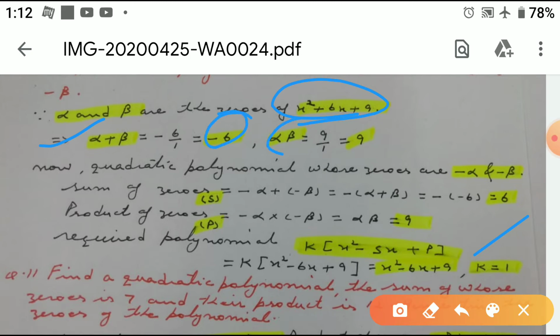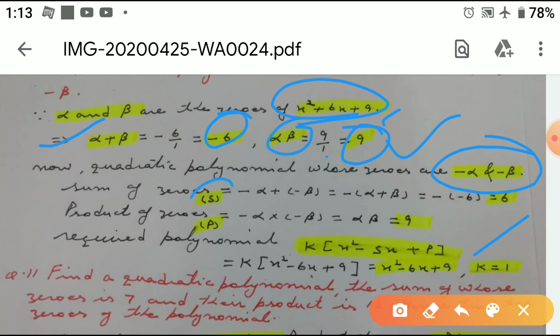Product of zeros, right, that is c upon a, c is 9, a is coefficient of x square, so this is 1, so it comes 9. So alpha plus beta value is minus 6 and alpha beta is 9. Now we have to form a quadratic polynomial whose zeros are minus alpha and minus beta.